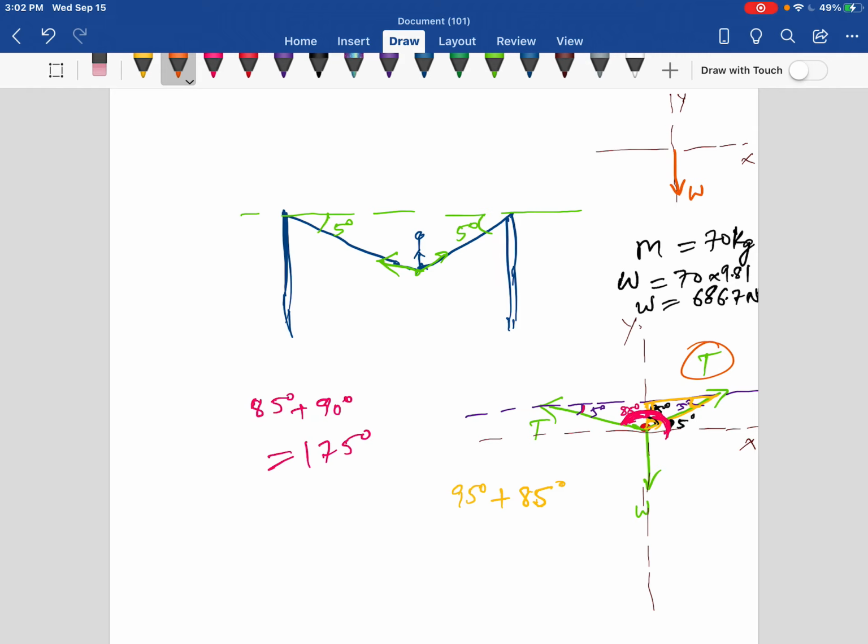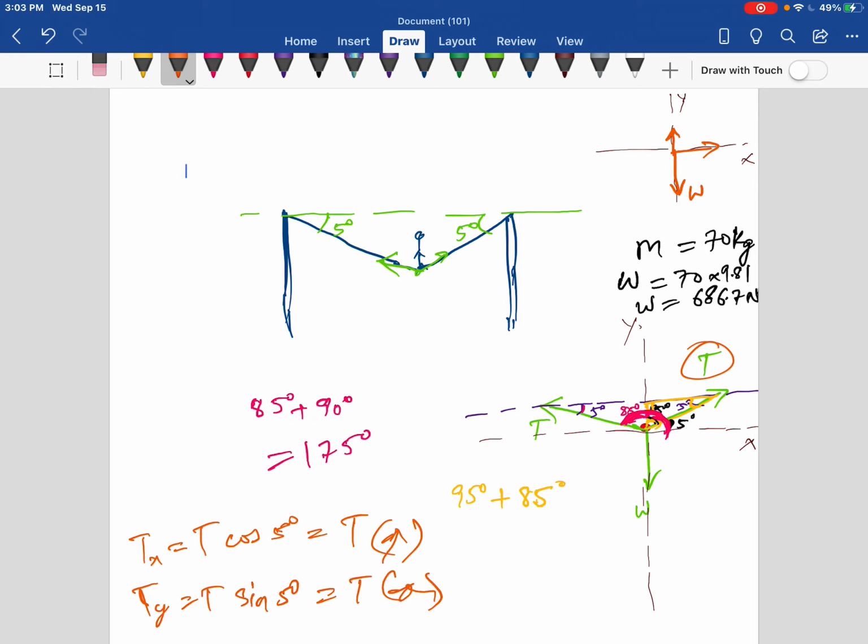Now this T right here has to be split into two components. One will be to the right and the other one will be upwards. You found the correct angles, 5 degrees and 175 degrees. So the x component is T times cosine 5 degrees, which is T times some value. You just write down the value over here. And the y component is T times sine 5 degrees, again T times some value. So we were able to split this into components.